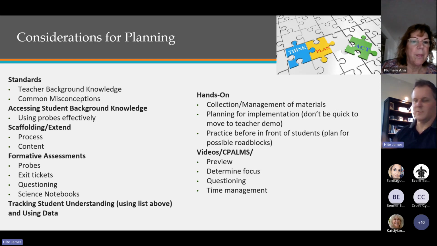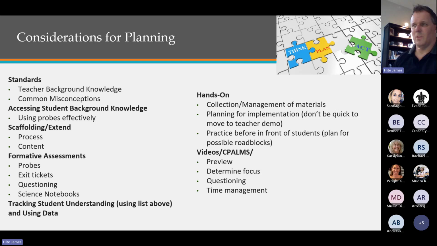What we don't want to see is just clicking through PowerPoints and clicking through CPOMS lessons and videos and stuff like that. We want the engagement level to be as high as possible. So here's just some considerations for planning. So obviously doing the standards. So like I was doing, just kind of breaking down the standard a little bit, understanding what they need to know, and any particular misconceptions. So I did a little bit of that work too.